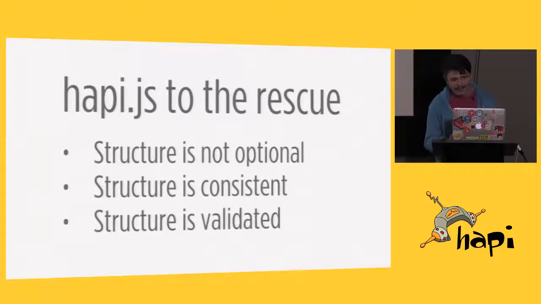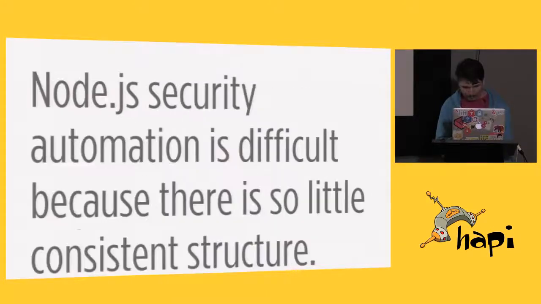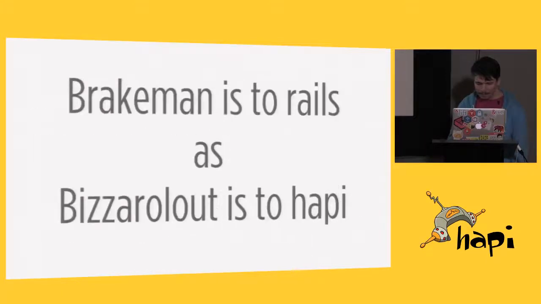I was working on something similar a couple months ago and thought, you know what? I wonder if I could use this to actually test the application and fuzz it without having to give it a whole lot of manual context. And this brings us back to the beginning. Security automation is difficult because there's so little consistent structure in Node. But Hapi solves that problem.